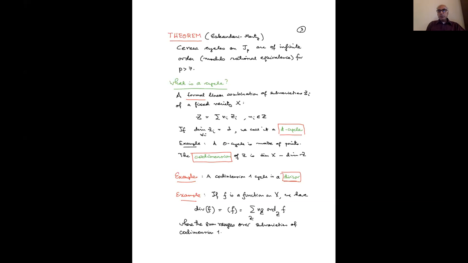Okay, so these are not points. They are codimension, they're one cycles actually. And they are of infinite order in what we might call the Chow group. And I'll explain what that is. So first, let's go slowly.